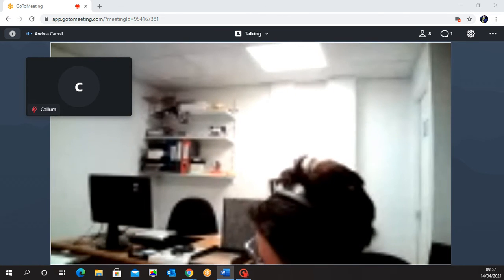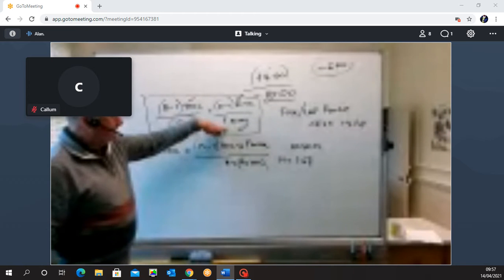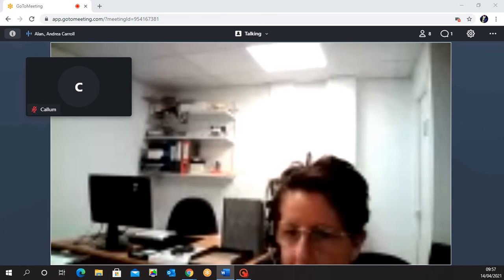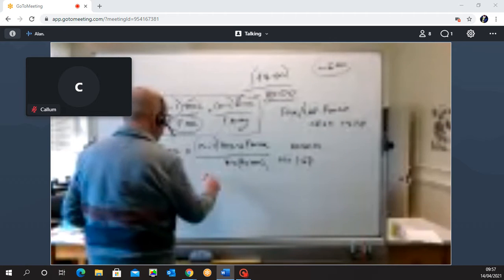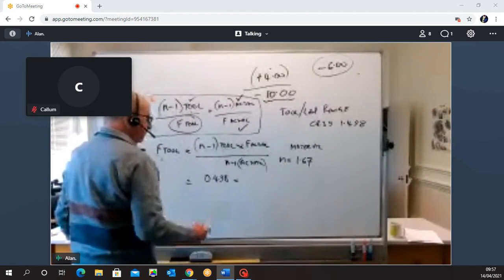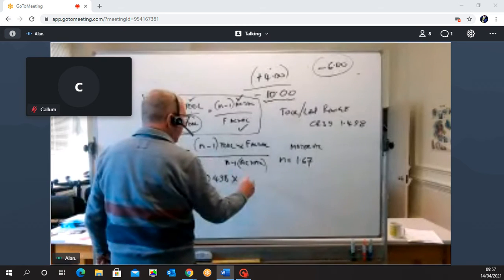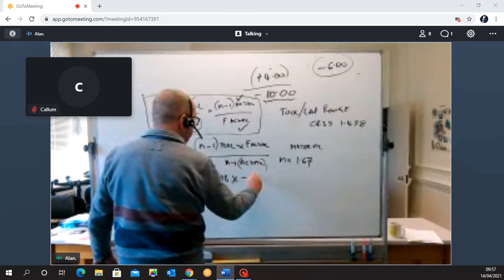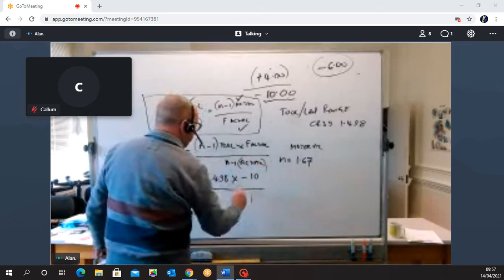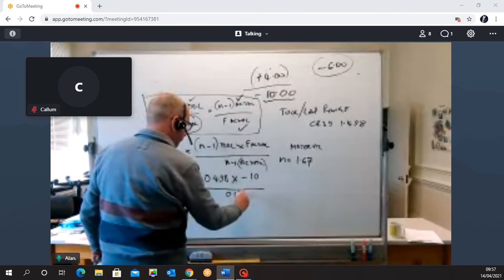So once again, the one we want is that times that divided by that. It's always going to be that, really. So it's 0.498, isn't it? Common mistake is to leave the 1 out because you just forget. Multiplied by minus 10, divided by 0.67.